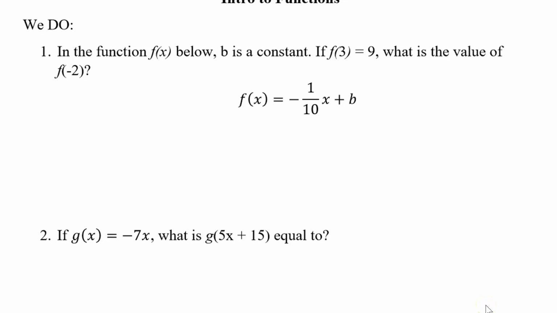Now that you've completed the practice problems, the we do problems, I'm going to go over them and you can check your answers. We're told that we've got f of x below and that b is a constant, so that means b is just going to be some number.